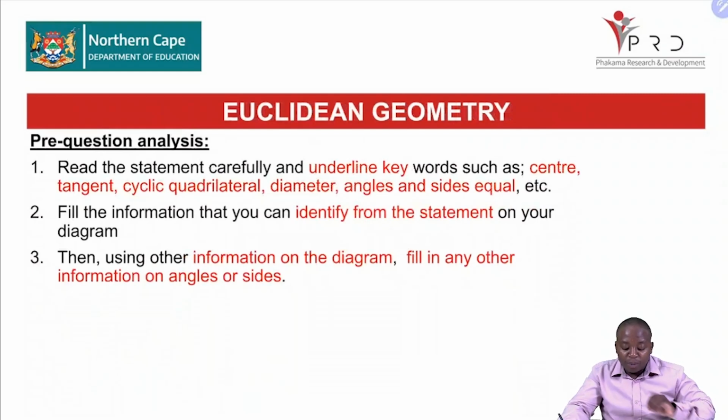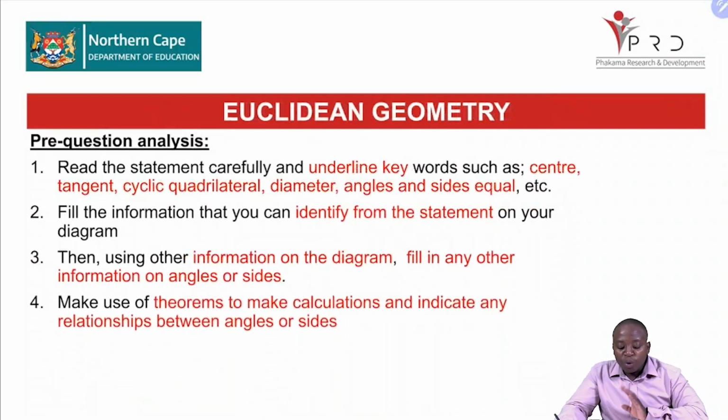So you must be able to look at the relationship between the angles and see which angles are equal, which angles are related in what sense, or which theorems give us a relationship to which angle. It is very important that we can do that. Remember, we are still doing the pre-question analysis. We are not yet tackling or reading the question. We are just looking at the statement and the diagram, and we are forming those relationships.